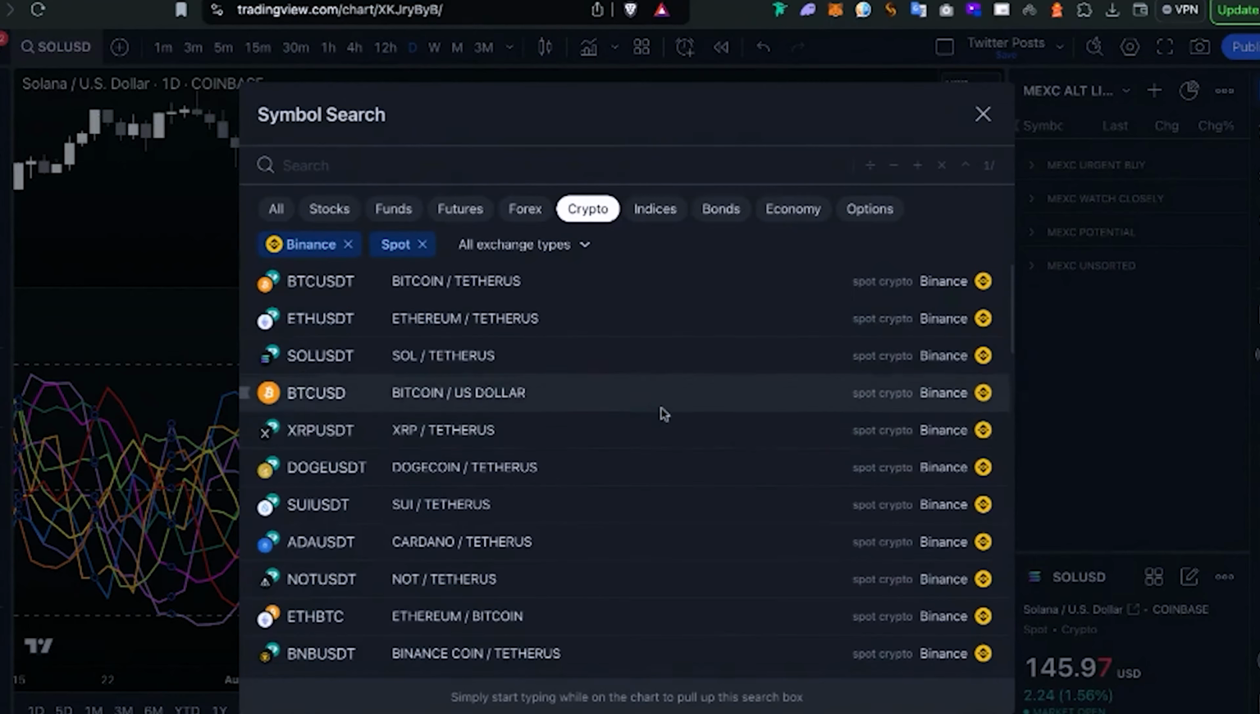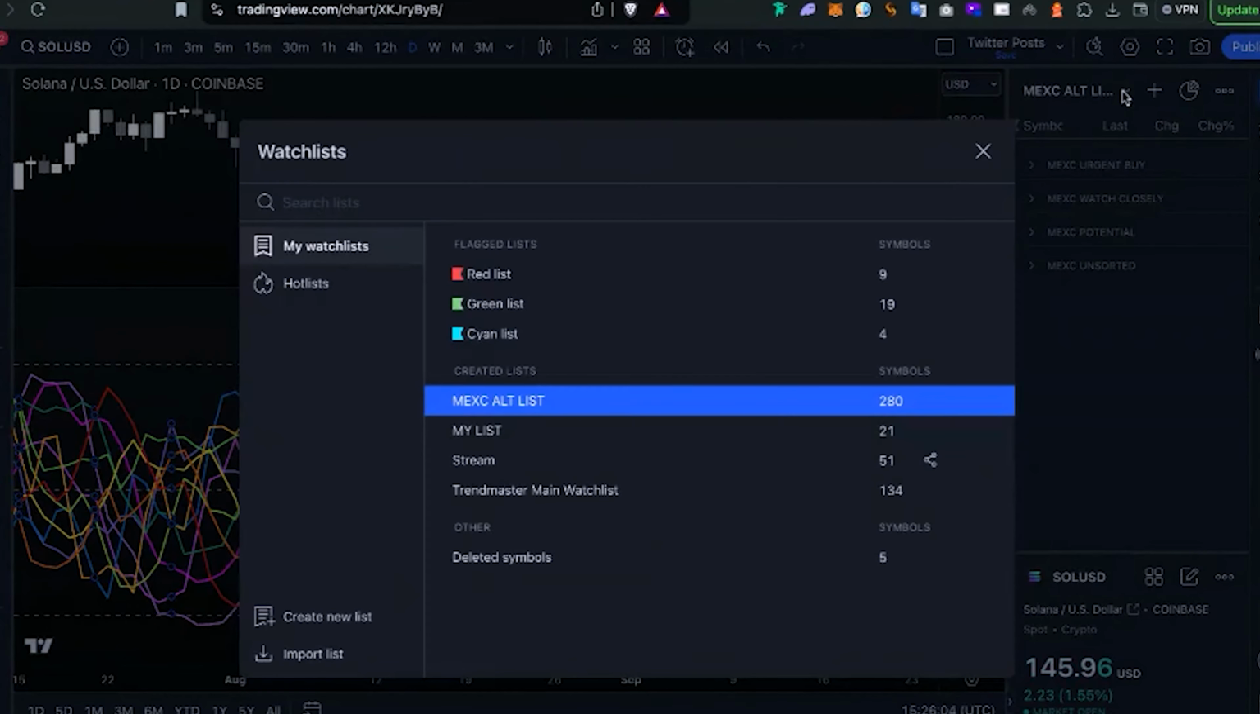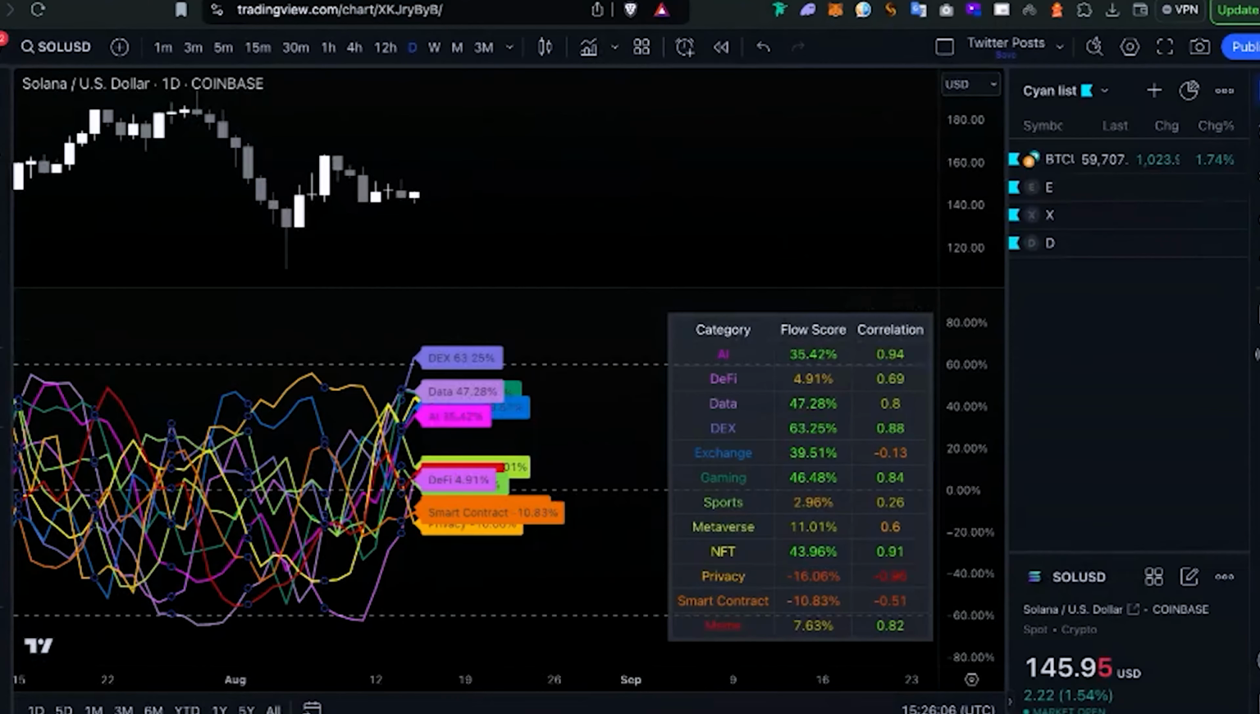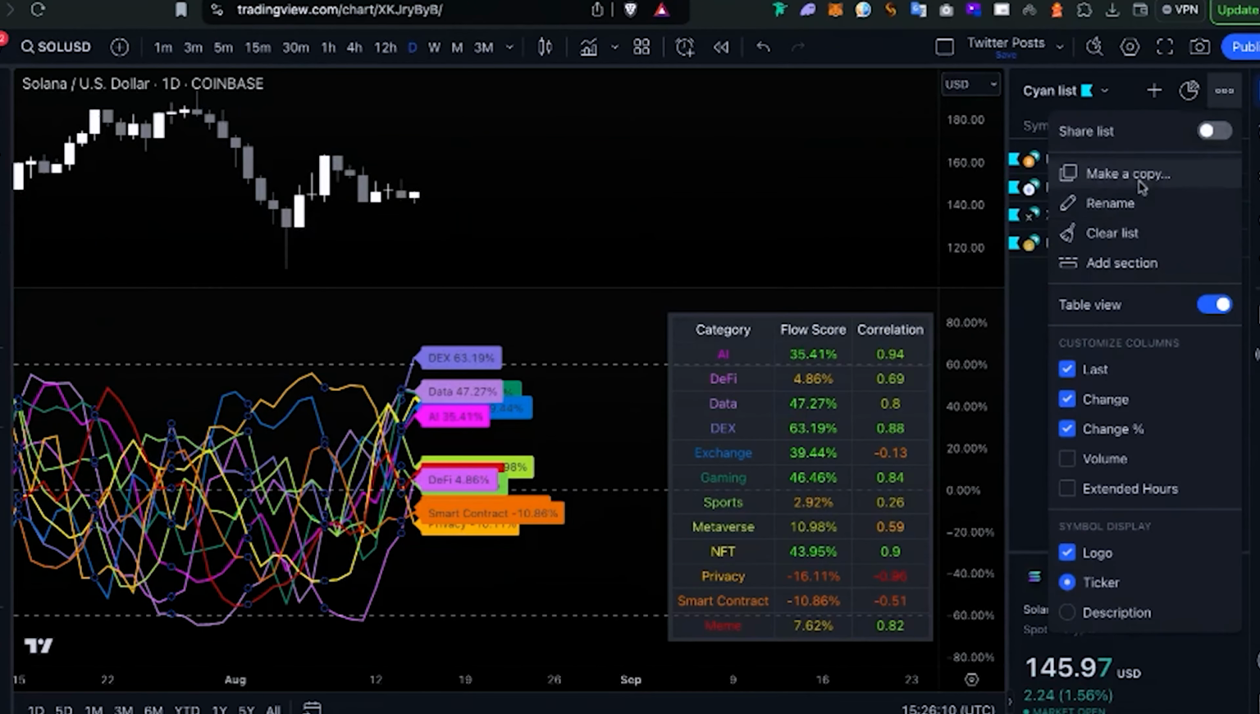Delete this from the search, and then you can come down here and find a color that you're not using. So let's just say light blue for now. And you come down, you tick all the tickers that you want, right? And obviously that's going to add that to the blue watch list. Then from there, you can go to your cyan list or blue list, right? And then what you can do once your watch list is full is click make a copy.